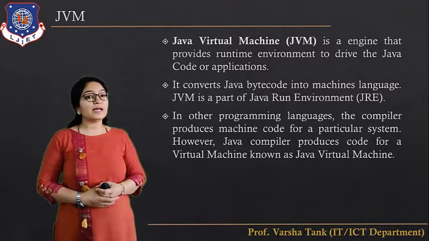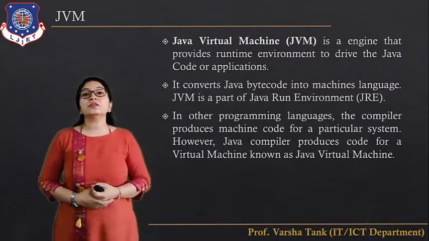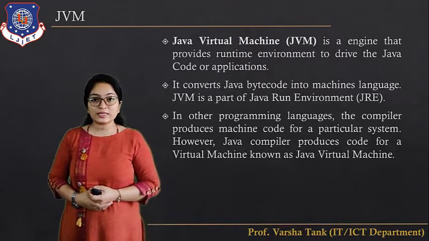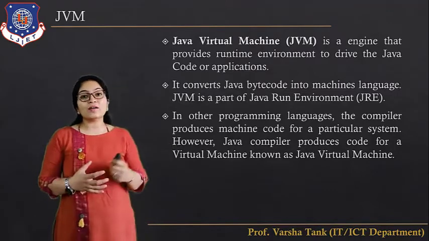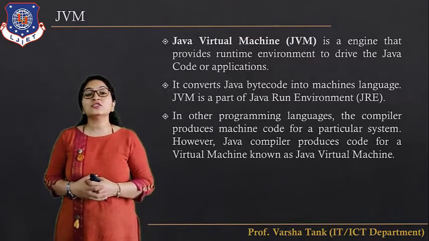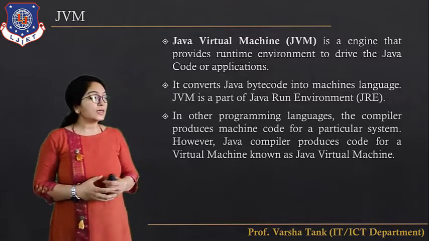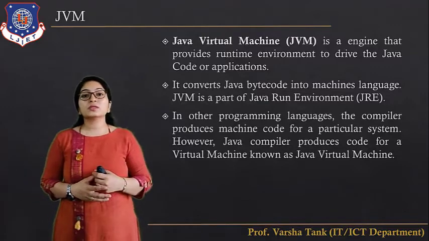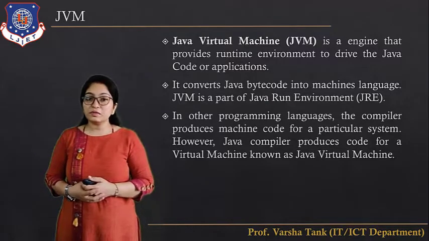In other programming languages, the compiler produces the machine code for a particular system. However, the Java compiler produces the code for a virtual machine that is known as the Java Virtual Machine. Okay, so the Java compiler produces this code for the Java Virtual Machine.